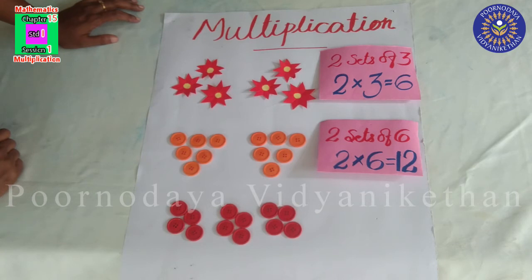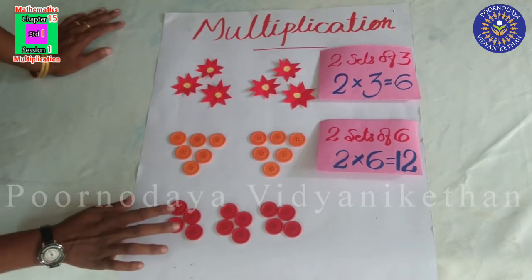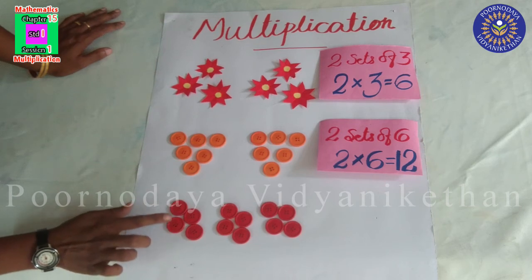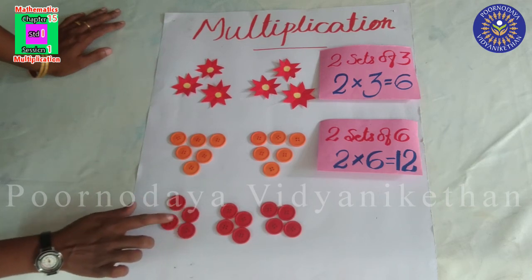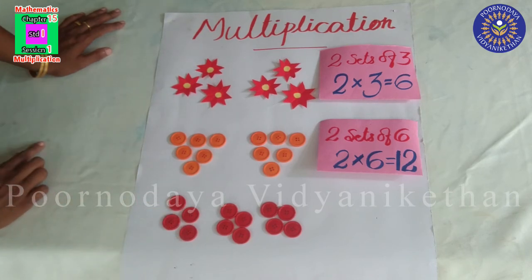2 into 6 is equal to 12. Did you understand? Now the last group, there are some red buttons. See here, in the first group there are 1, 2, 3, 4 buttons. Isn't it? In the first group there are 4 buttons.